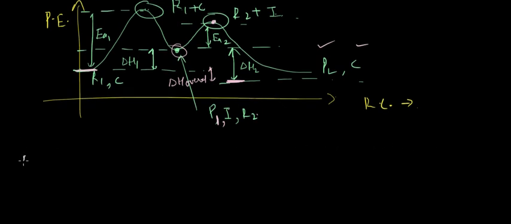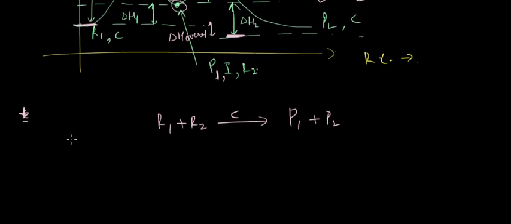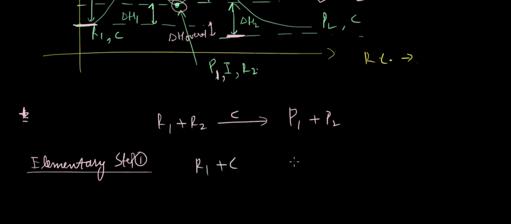Okay. So let's now see another example where we have R1 plus R2 in presence of a catalyst C forming P1 plus P2. Let's look at elementary step 1. At elementary step 1 we can say that R1 plus C reacts to form P1 plus I. This is an endothermic process.